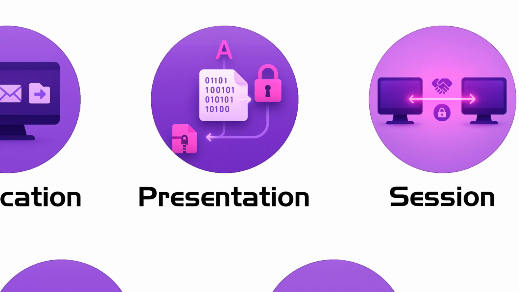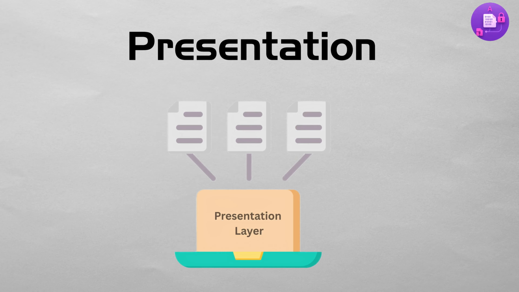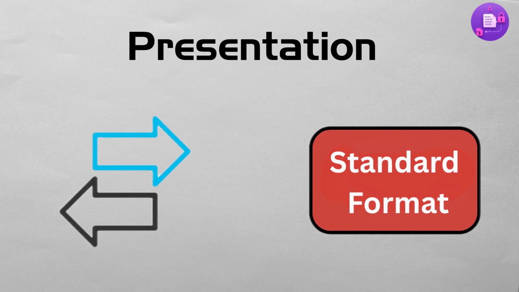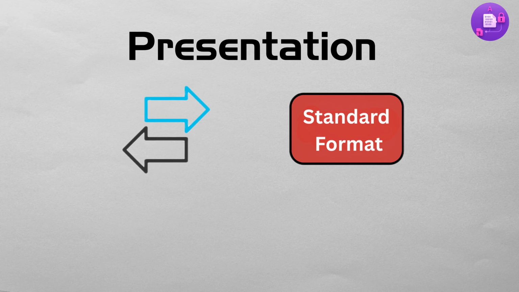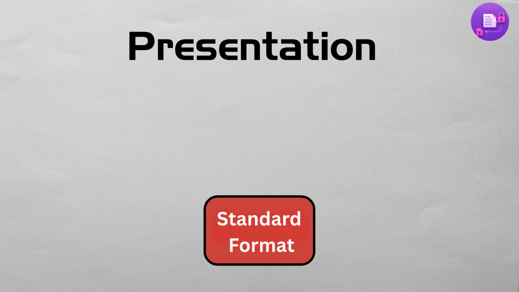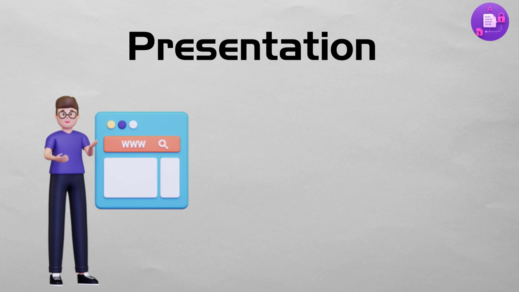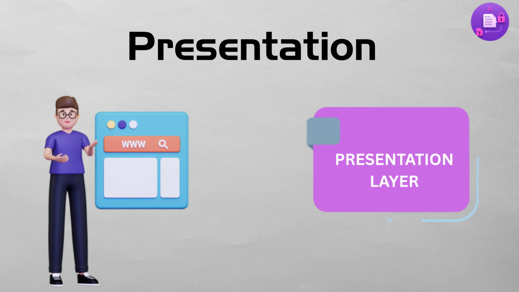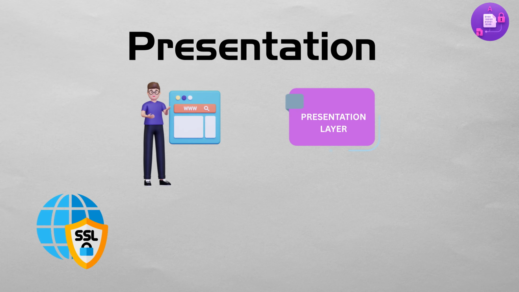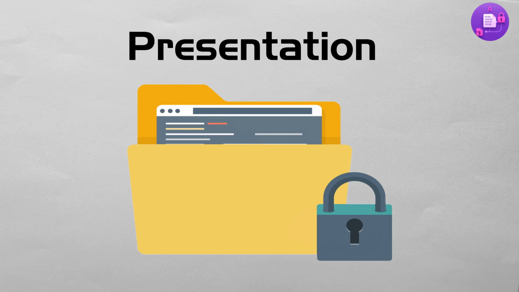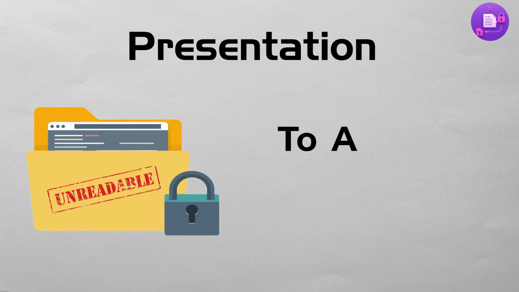The presentation layer. This layer is the translator for the network. It takes the data from the application layer and converts it into a standard format that can be sent over the network. Its primary jobs are data formatting, character encoding, compression, and encryption. For example, when you connect to a secure website, the presentation layer is responsible for handling the SSL and TLS encryption and decryption, ensuring that your data is protected and unreadable to anyone eavesdropping.